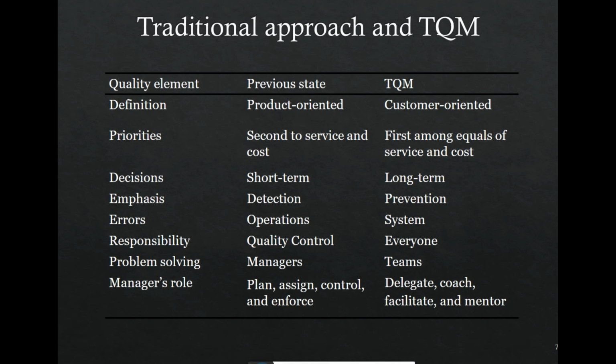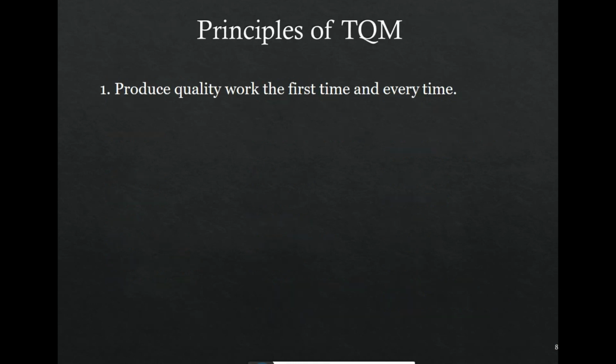The principles of total quality management. The principle of total quality management is to produce quality work the first time and every time. So instead of reworking, instead of producing defects, your process must be sure that it would not produce any kind of defects. It's also called quality assurance instead of quality control.